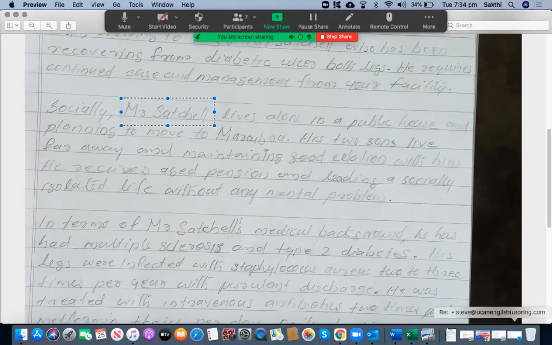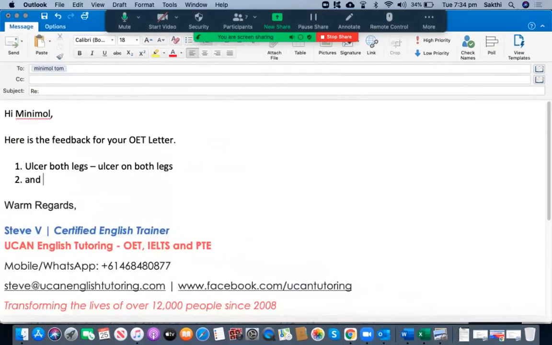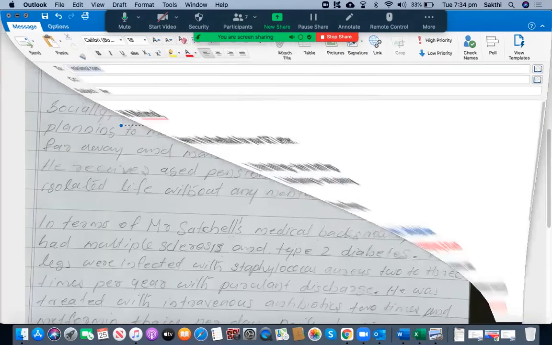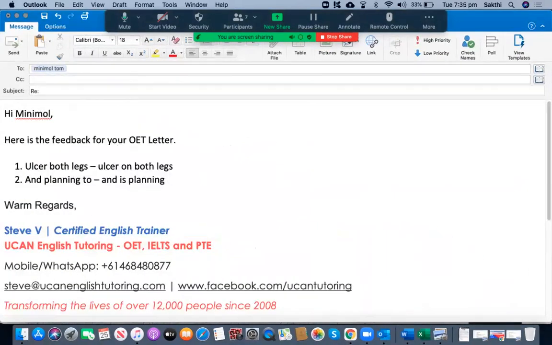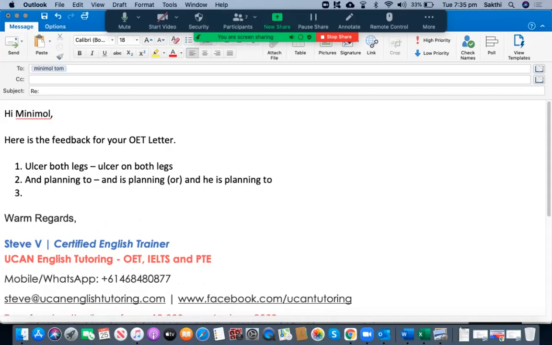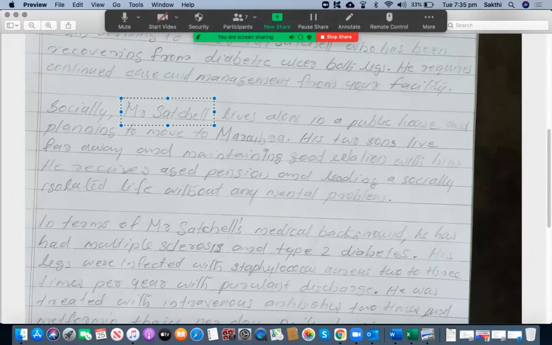Yes, that's correct. So what you should have done is "and is planning to", otherwise, you can say "and he is planning to." All right, both of them are correct. But when you say "and planning to," that is wrong. All right, to move to Marobra, that's okay.